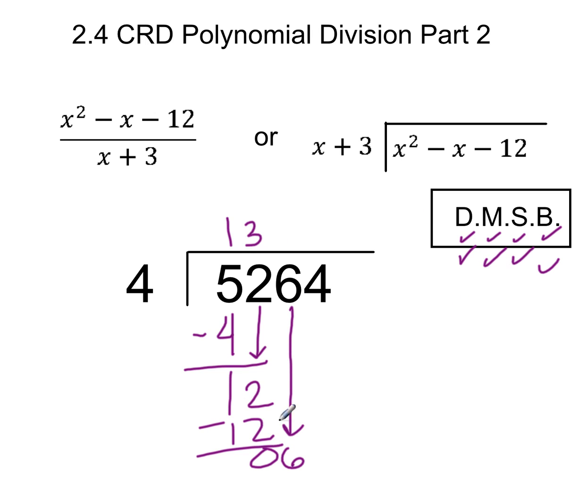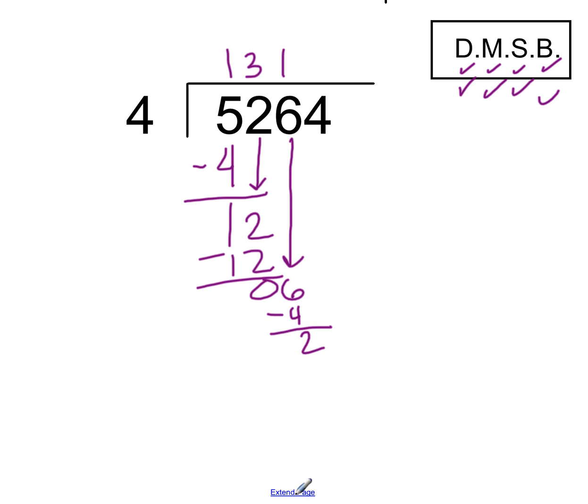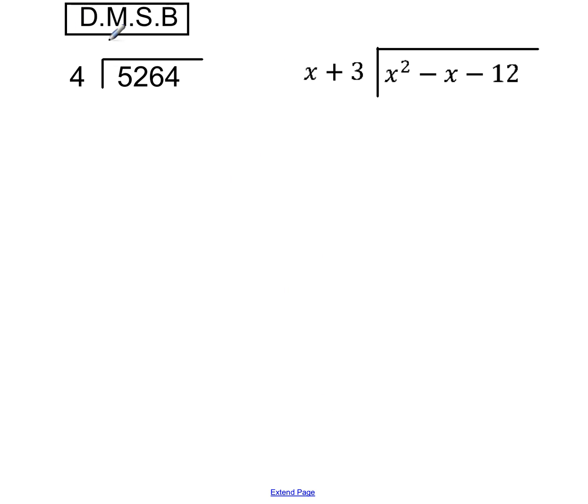Now I start again. 4 goes into 6, 1 time. I multiply. I subtract. Hold on. I bring down. 4 goes into 24, 6 times. I multiply. I subtract. I bring down. I'm all done. So my final answer is 1,316. Okay, hopefully that brought you back up to speed. Here's my little acronym again, dead monkeys smell bad.